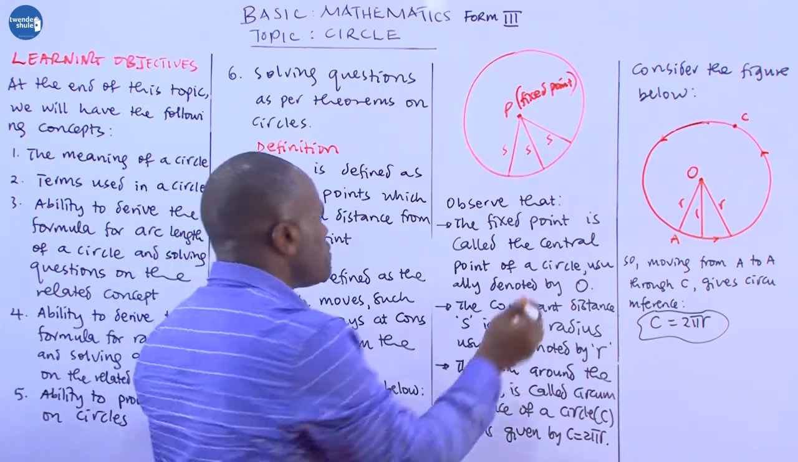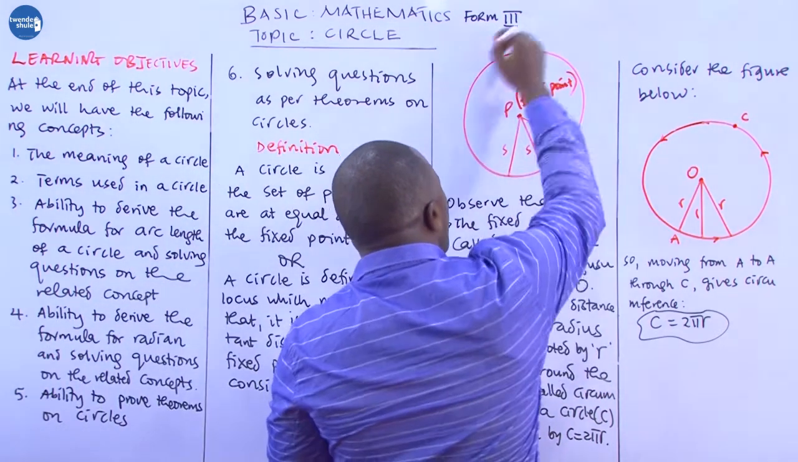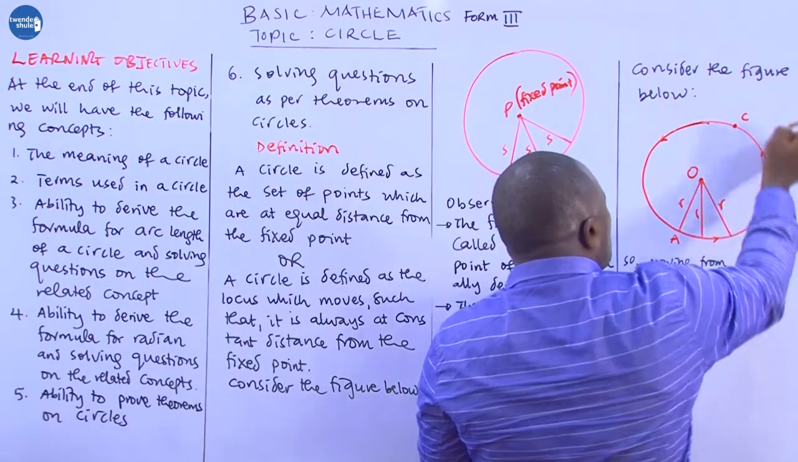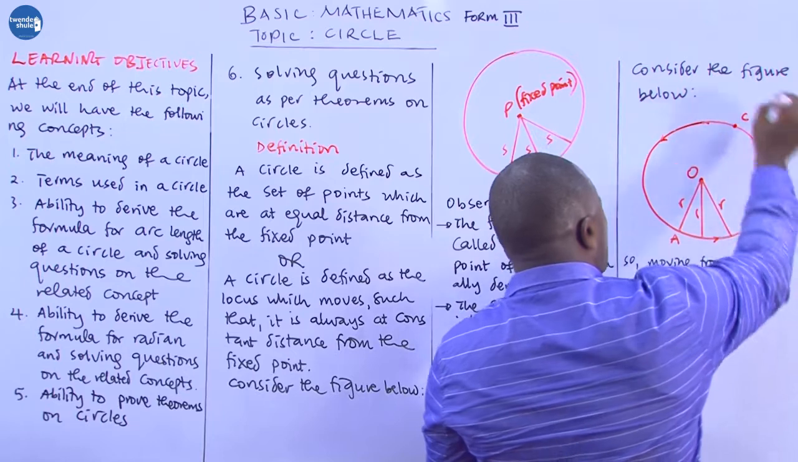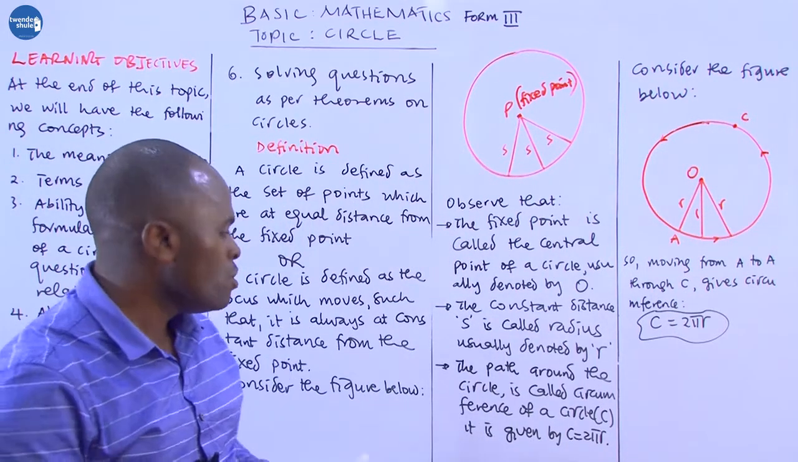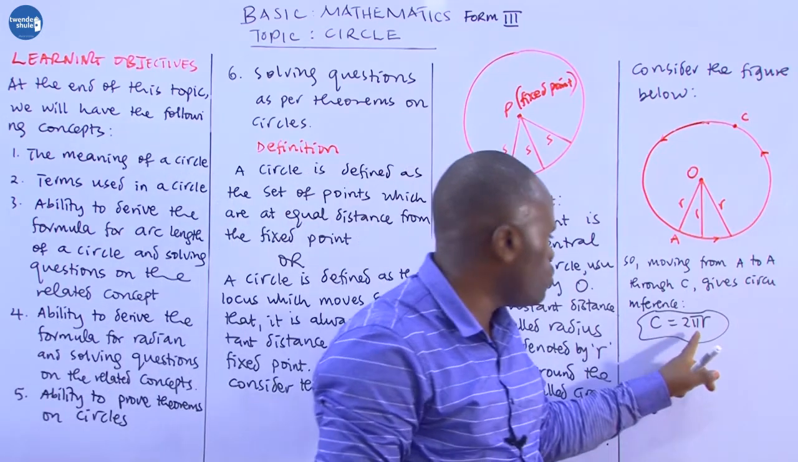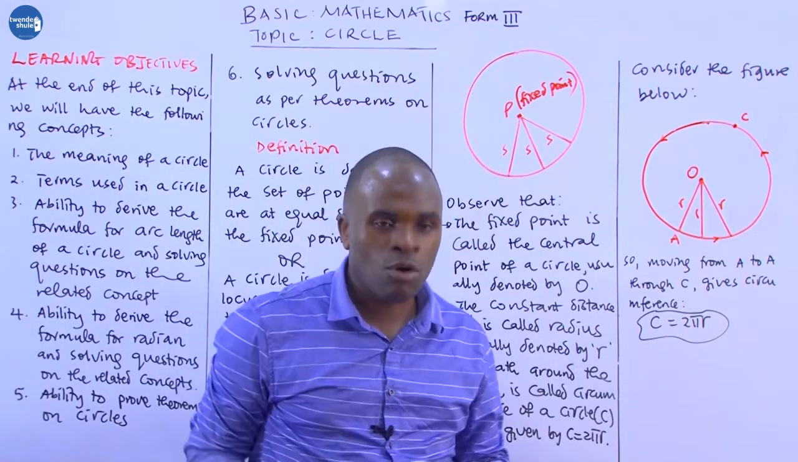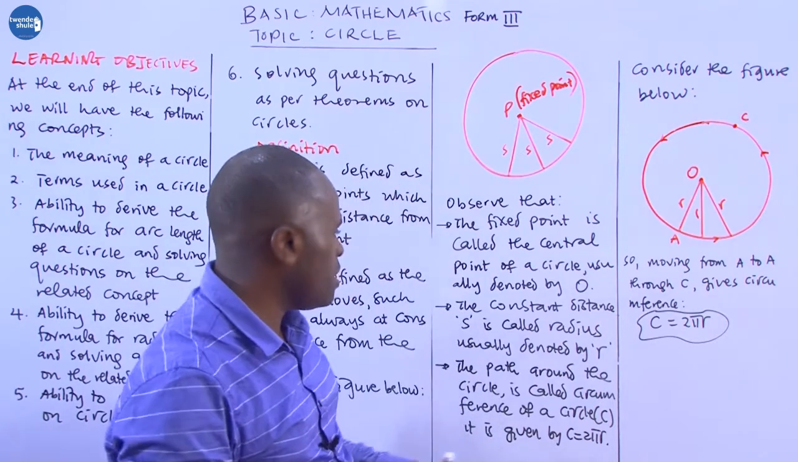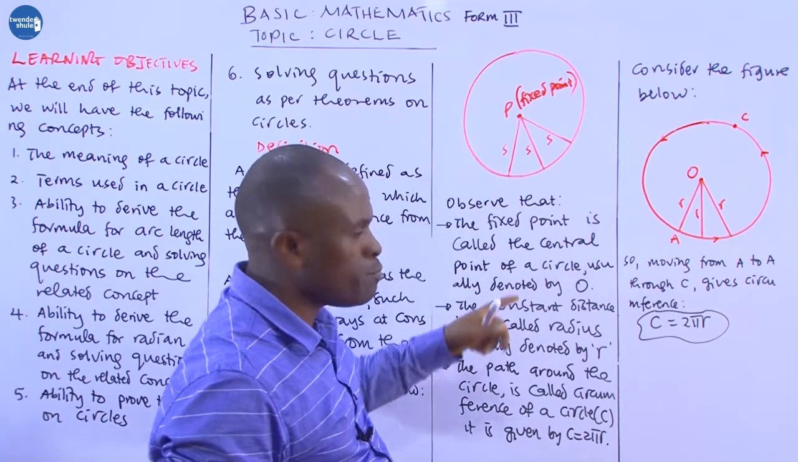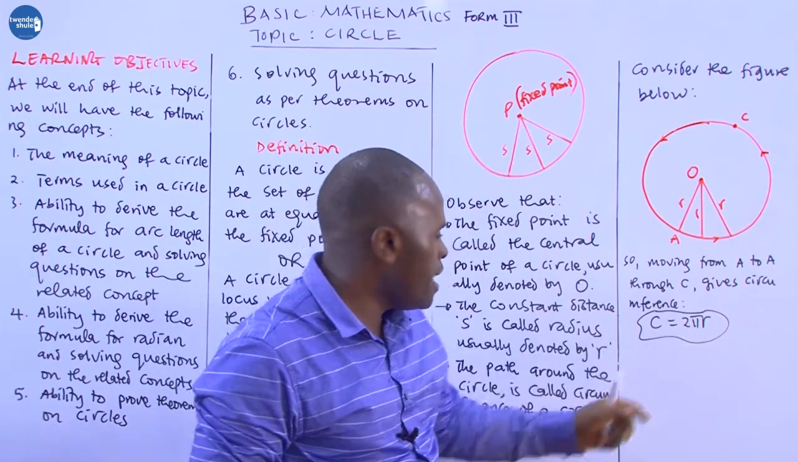So the path tracing throughout the entire circle, moving from A to C to A again, this path traced out is referred to as the circumference of a circle. It is always given by 2 pi r, in which pi is a constant number known to be 22/7, while r is the constant distance from the central point to the circumference of a circle. So it's called the radius.